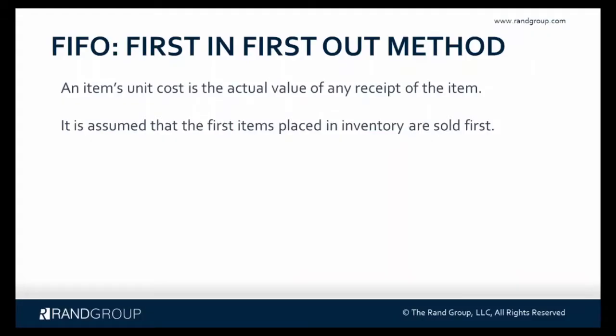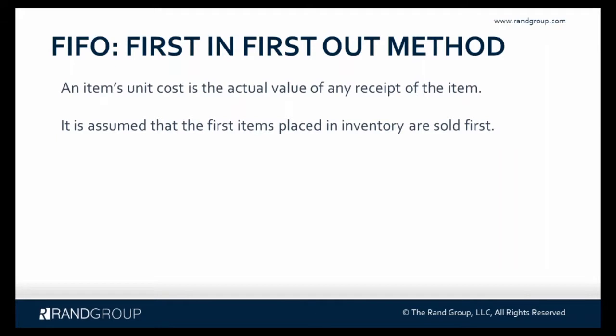FIFO is the most common costing method we see. Therefore, we're going to spend a little time to understand how NAV determines the value of inventory under FIFO. Under FIFO, an item's unit cost is the actual value of any receipt of the item. It is assumed that the first items placed in inventory are sold first.